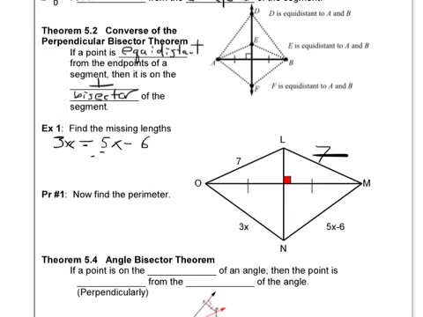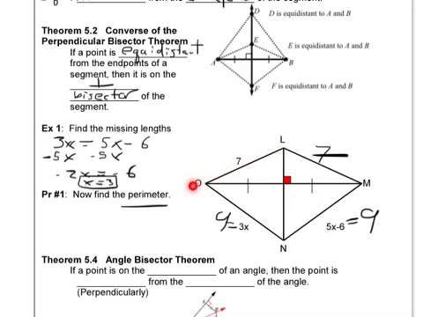Do a little algebra, and we get that x has to equal 3. If that's the case, we could plug it back in, and right away we see that 3x has to equal 9, and 5x minus 6 has to equal 9. Alright, so we got all the sides, we found all the missing lengths. Now they want me to find the perimeter. If you remember right, perimeter is just the distance all the way around. So 7 plus 9 is 16, plus another 9 is 25, plus another 7 is 32. And there we go.